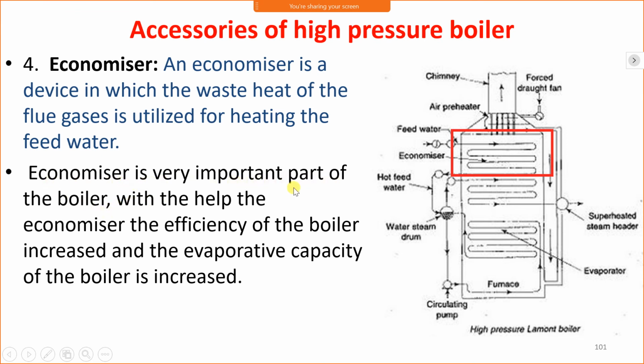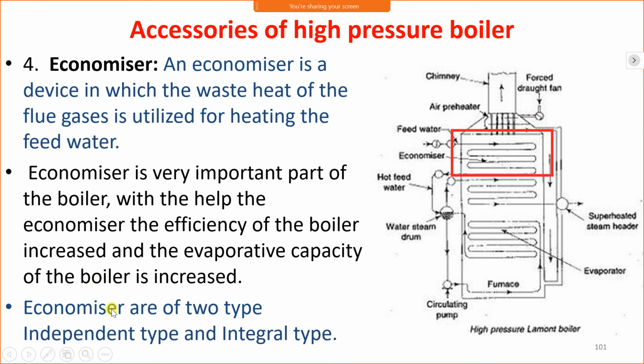Economizer is a very important part of the boiler. With the help of the economizer, the efficiency of the boiler increases and the evaporative capacity of the boiler is increased. Since it preheats the water, it supplies saturated water to the evaporator, and the evaporator needs only latent heat to convert saturated water into saturated steam. Economizers are of two types: independent type and integral type.